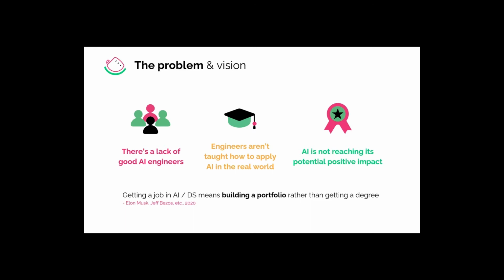The problem we're trying to solve at FruitPunch is that there's just a lack of good AI engineers. This is known by everybody. They aren't taught how to apply data science in the real world. It's basically just learning Python notebooks and how to write out backpropagation in pure Python, which is very important to know, but not a very usable skill. And this way, AI is not getting its maximal impact. If we are teaching people the wrong way and not at scale, then we're never going to close this gap, and it's not going to have the impact that it can have.